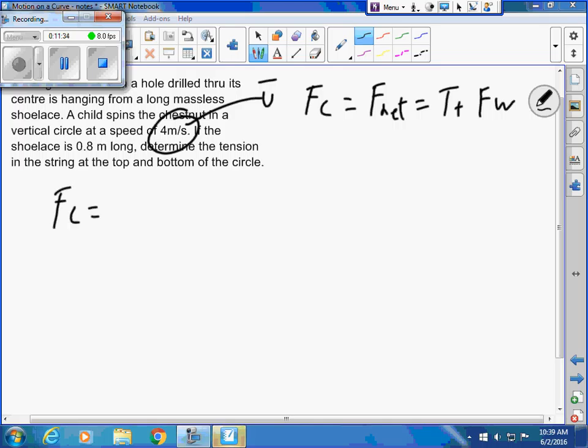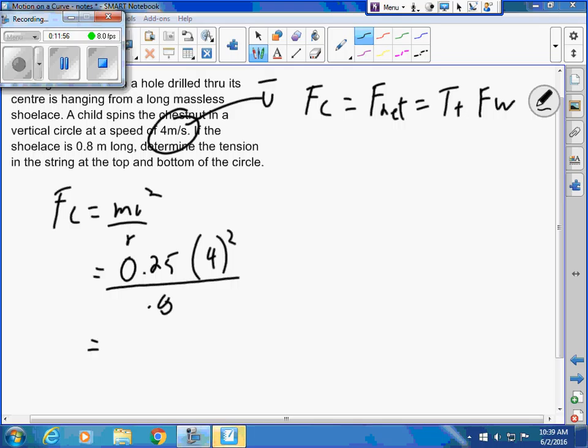Okay, so centripetal force, mv squared over r. That 250 grams has to be converted to 0.25. The velocity was 4 squared, radius 0.8. You get a convenient 5 newtons. We need 5 newtons of centripetal force.